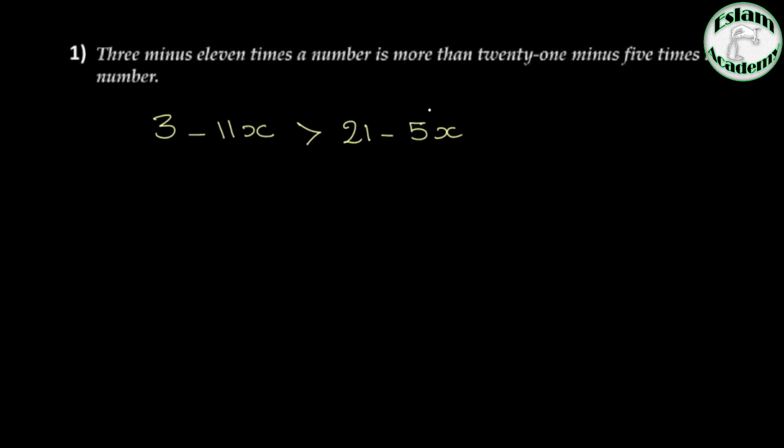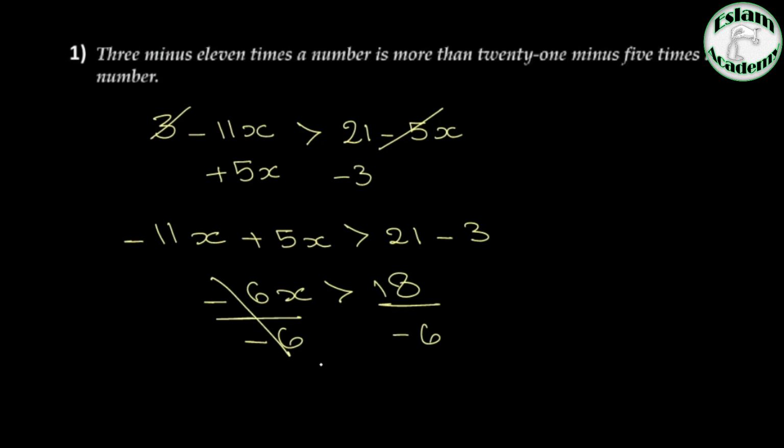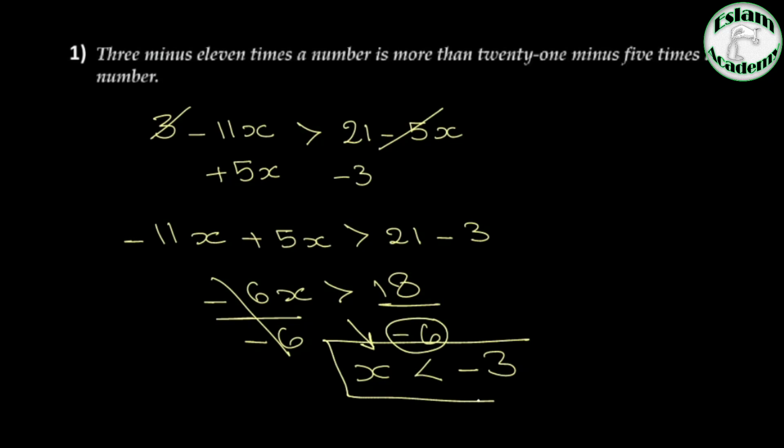Now we have a variable on each side, so by adding 5x and subtracting 3, the inequality now will be negative 11x plus 5x is more than 21 minus 3. So negative 6x is more than 18. Divide by negative 6. So x is less than negative 3. We change the sign of the inequality because we divide by a negative number. So the solution now will be x less than negative 3.